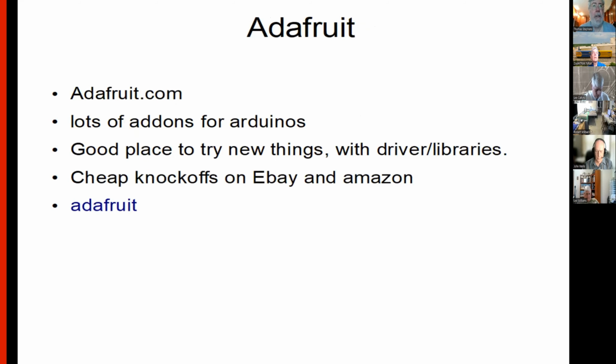Adafruit.com is a place that I like. It's got lots of add-ons for Arduinos and Pis and other things. It's a good place to try new things with drivers and libraries. There's cheap knockoffs on eBay and Amazon once you get familiar with what you're doing, like shift registers. There's one you can buy from Adafruit for $5 that will let you get started, and you go buy 20 of them for $5 off of Amazon. And that second Adafruit is a link to the site.